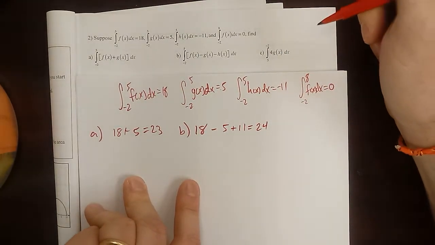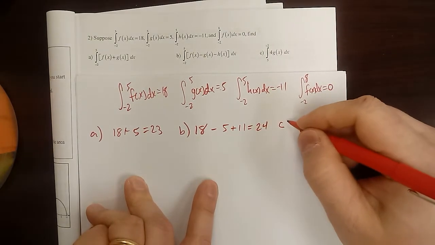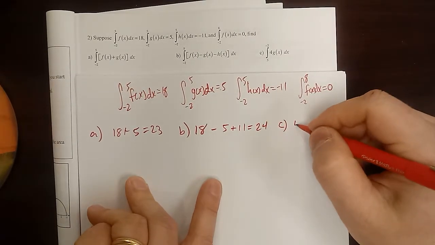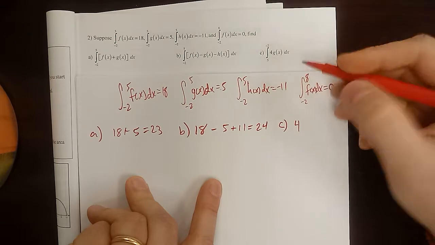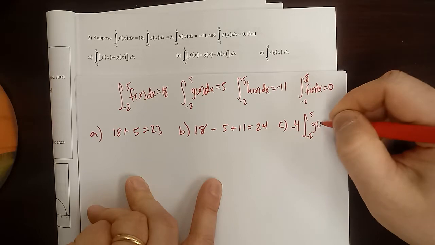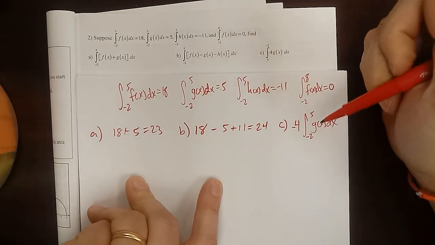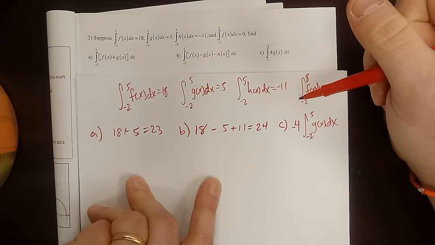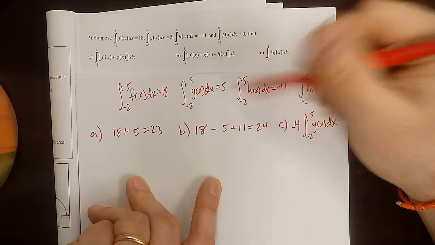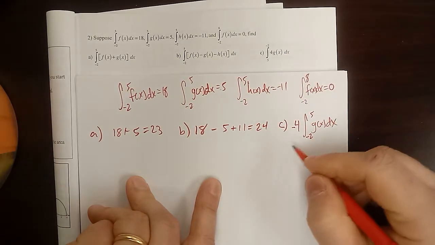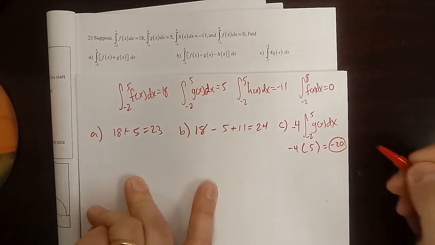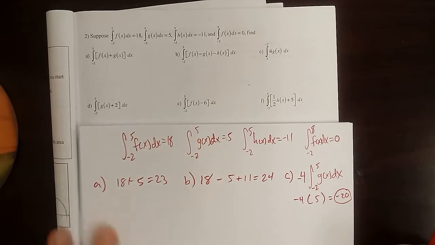Oh, but now we're getting fancy. So C says have 4 g of x. So I'm going to actually pull the 4 out front. Oh, and the bounds are not in the right order. So let me reverse the bounds too. Go from -2 to 5. Throw the negative out front. Oh man, he almost got me good. He almost caught me. No, he didn't. That was so simple. I'm so mean. All right. That's a 5. So this thing right here is 5 times -4. So I got -20.